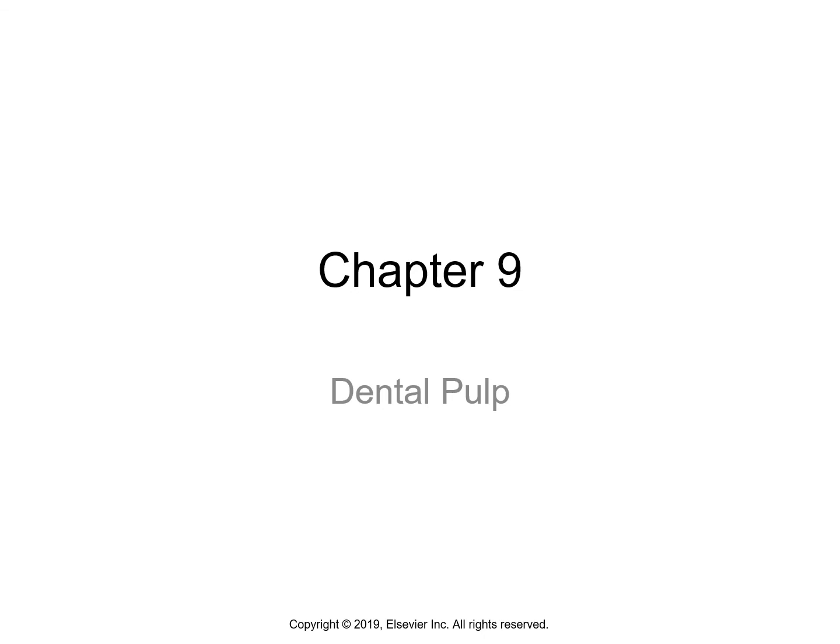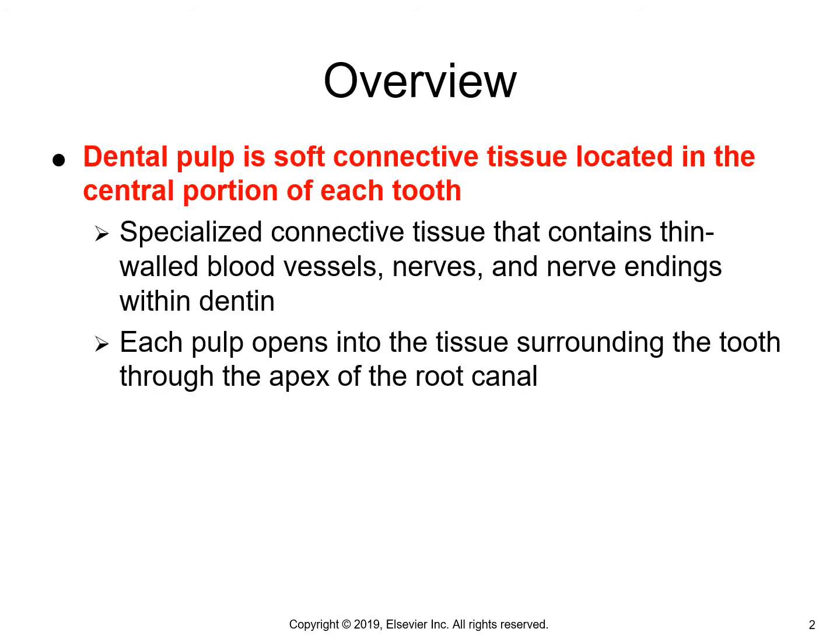We're going to talk about dental pulp in Chapter 9. Basically, dental pulp is a soft connective tissue located inside of the tooth. It is a specialized connective tissue that contains thin-walled blood vessels, nerves, and nerve endings. So remember, there is blood supply and nerve supply to the pulp of the tooth. We don't see that in dentin or cementum or enamel. So that is something that is special to the pulp.